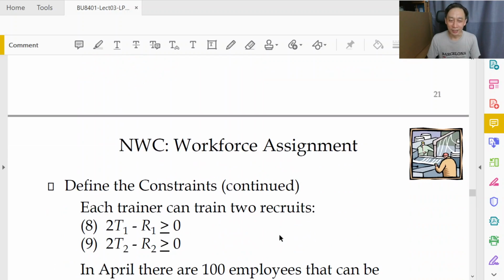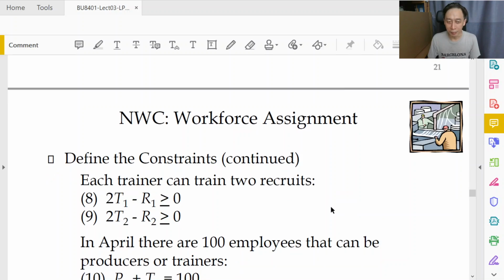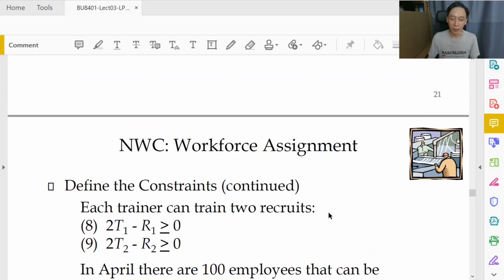And right, this is the part where we want to pick up a new trick. And what is the trick? Each trainer can train up to, so let's make that clear, up to at most two recruits, each trainer in a month.